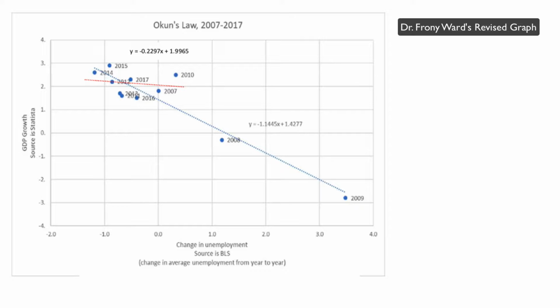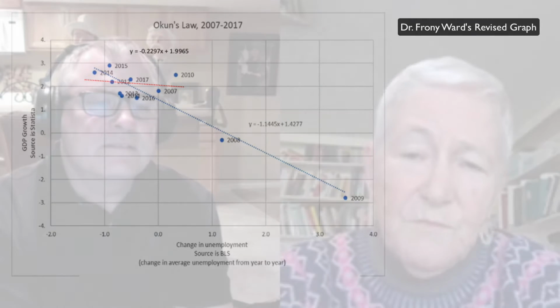So 2007, and then 10, 11, 12, 13, 14, up through 2017 form a cluster. And so I did the best fit straight line through those. And that is almost a flat line. There is no statistical relationship amongst those. And so that actually leads to the concept that the best predictor of GDP growth based on those data points would be the average, somewhere around 2.1%.